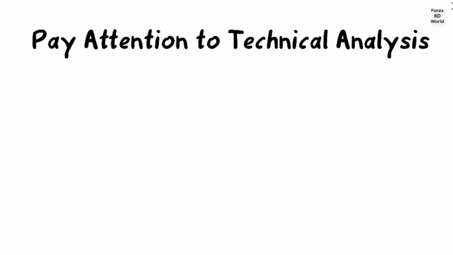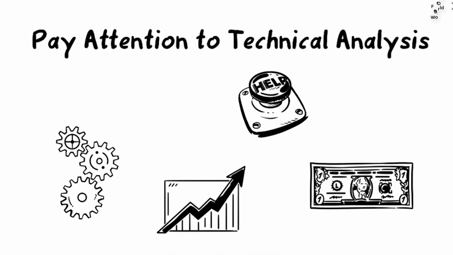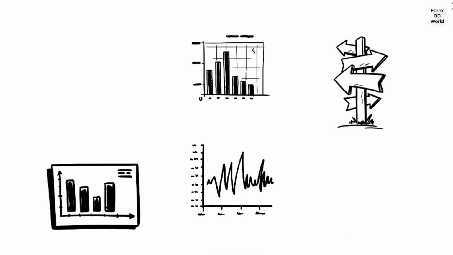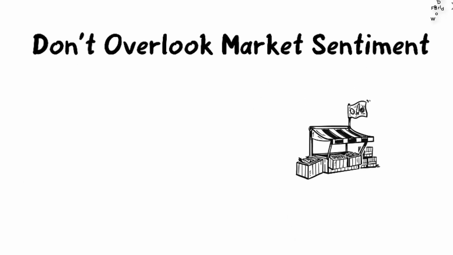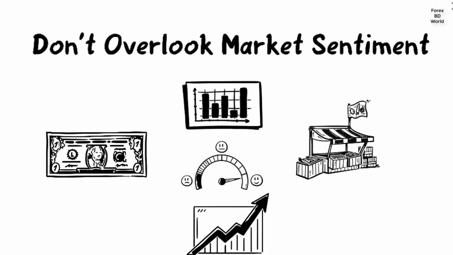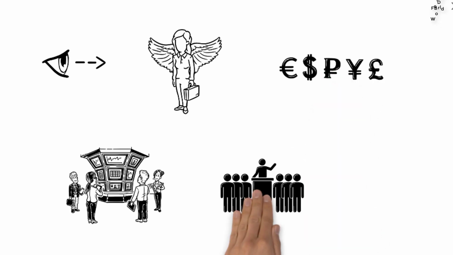Pay attention to technical analysis. Technical analysis can help you identify patterns and trends in currency pairs. By analyzing charts and indicators, you can make informed decisions about when to enter or exit a trade. Don't overlook market sentiment. Market sentiment, or the overall mood of the market, can also impact currency pairs. It is important to pay attention to how traders and investors are feeling about a particular currency, as this can influence its value.